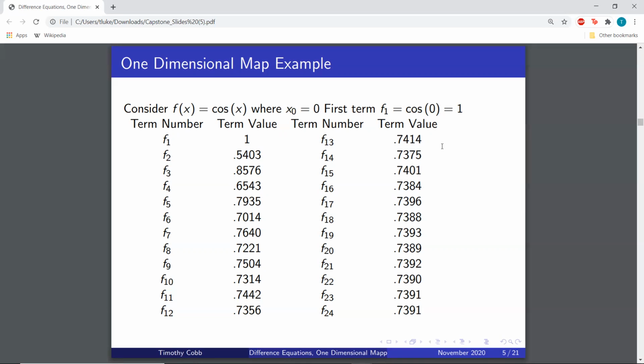And you can see that these numbers start to oscillate around 0.7391. And at the 24th term, we finally get a repeat. We go from 0.7391 to 0.7391. That means that 0.7391 is a fixed value of our function cosine.